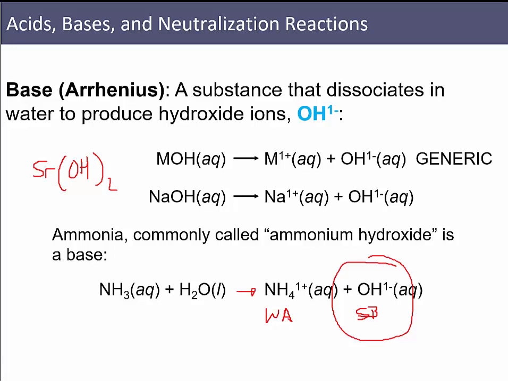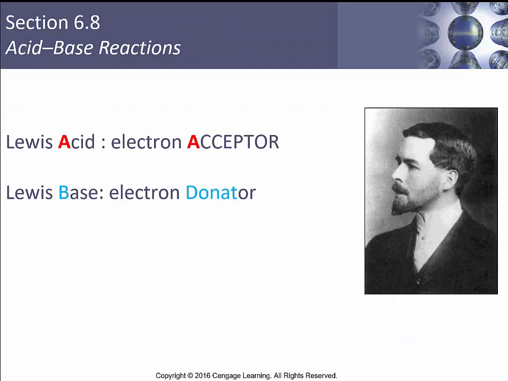Our most general definition of an acid or a base is our Lewis definition. And as you might suspect, it is all about the electrons, right? Because Gilbert loves him some electrons. A Lewis acid is an electron acceptor, and a Lewis base is an electron donor. The acid accepts, A and A, the base donates. That's the best I can get for that.